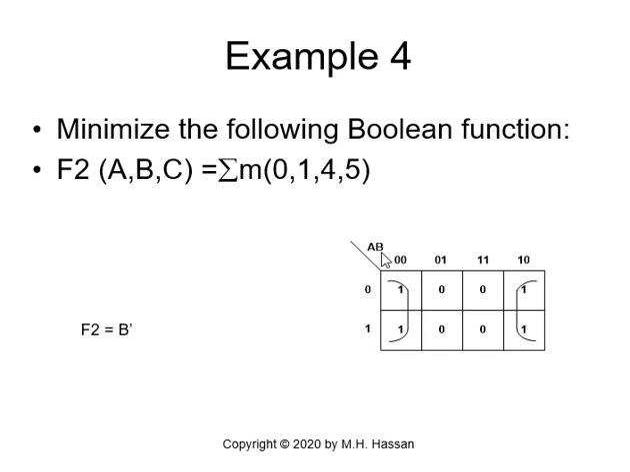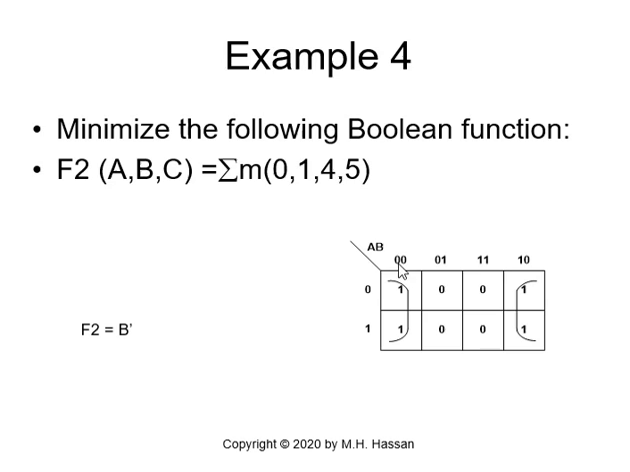Another problem: we have minterms 0, 1, 4, and 5 in F2. So F2 will be the sum of minterms 0, 1, 4, and 5. We fill out the map with ones. Then I have 1, 1, and 1, 1. We can rotate the map to look like a cylinder, vertically and horizontally. When we rotate it horizontally, it looks like a cylinder. So those two cells can combine with those cells because they are logically adjacent, because they differ only in A.